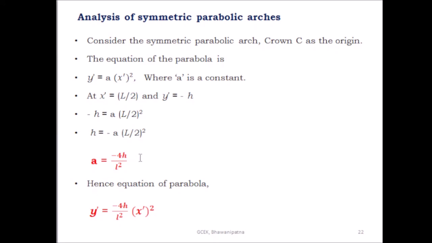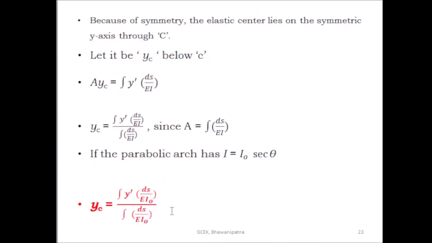Then after putting the A value in the parabolic equation, Y dash is equal to A X dash square. So here you have to put the A value. After putting this, Y dash is equal to minus 4H by L square into X dash square. This is the relation between Y dash and X dash, and this is the equation of the parabola in the case of symmetric parabolic arch.